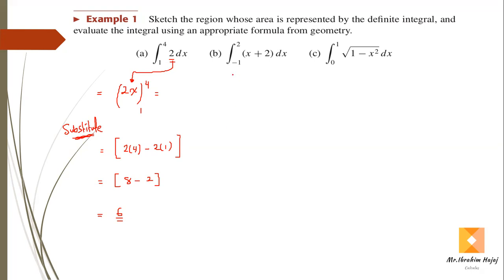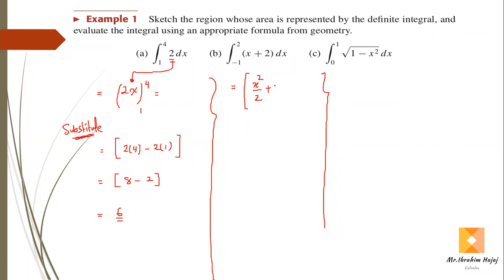Let's solve the second one to move on to our quiz, and then we're going to repeat this all again and explain it tomorrow. Again, we have here the integral of x plus 2. It's so easy, as I said, I'm going to integrate easily. The integral of x is x squared over 2, add 1 to the exponent and divide by the new exponent. And the integral of 2 is 2x, and then from negative 1 to 2.